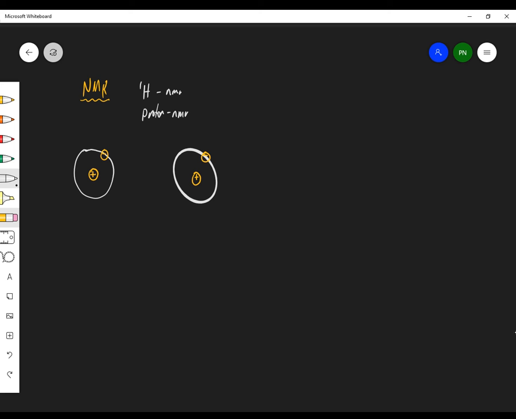Okay, now protons are little quantum objects and they can have spin. They can spin this way or they can spin this way. When they spin one way, we say the spin is plus a half, and when they spin another way, it's minus a half. These are quantum descriptors. You don't have to know about this stuff, but it might help you. These are just descriptions of how they spin.